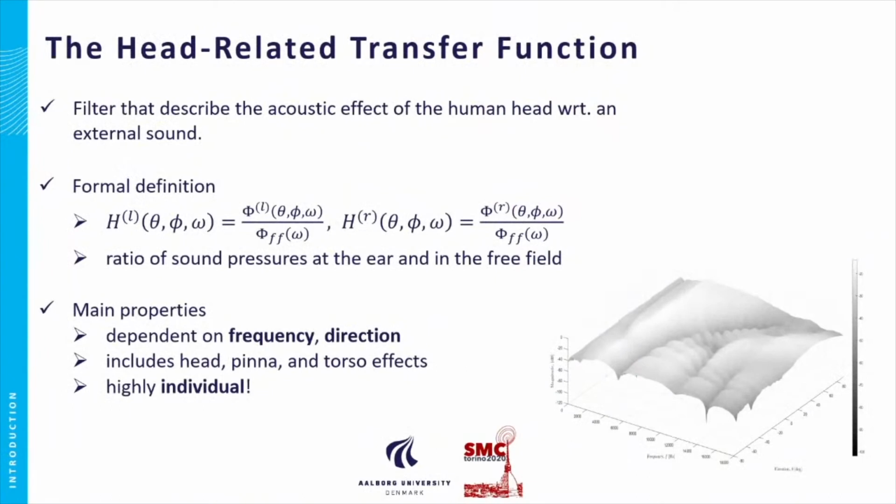The broader field of research this paper is aimed for is spatial sound perception and rendering, of which one of the foundational blocks is the head-related transfer function. Head-related transfer functions are filters that describe the acoustic effect of the human head with respect to an external sound. They are formally defined as the ratio of sound pressures at the ear and in the free field, as given in this equation. We can see that they are dependent on the frequency and direction of the incoming sound. Furthermore, it includes the effects of the human head, torso, and quite importantly, the pinna, which is the external part of the ear. All these are different from person to person, which makes the HRTFs highly individual.